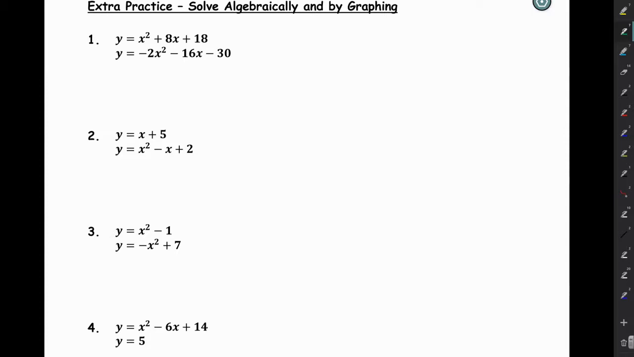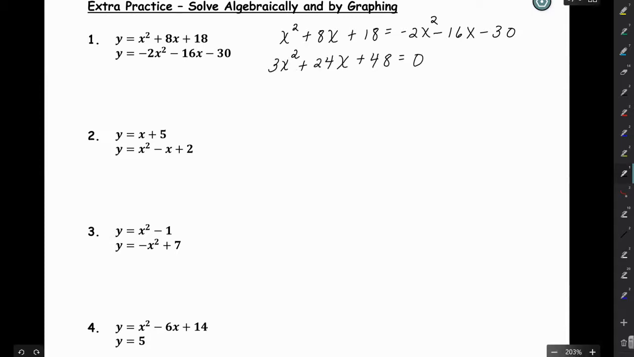So we want to solve these algebraically and by graphing. To solve them algebraically, I'm going to set them equal to each other. Then I'm going to add 2x squared, add 16x, and add 30 to both sides so that I can move everything over to the left side of the equation. And now I'm going to factor that. I could see that I could pull out 3 out of every term. I have a GCF of 3, so that's going to make my life a little bit easier when I factor.